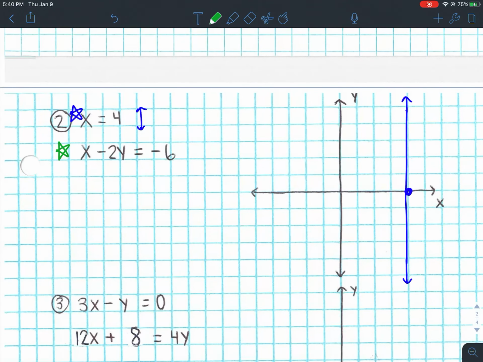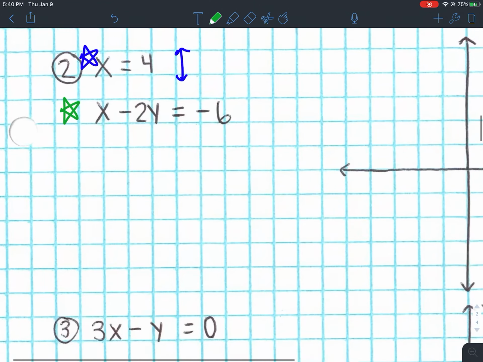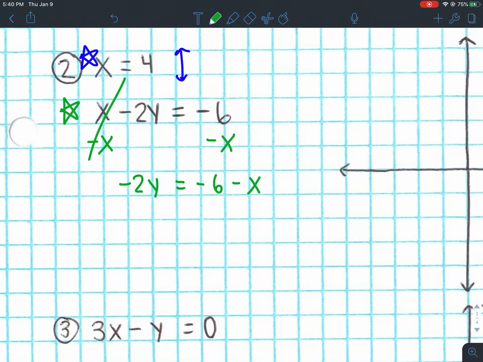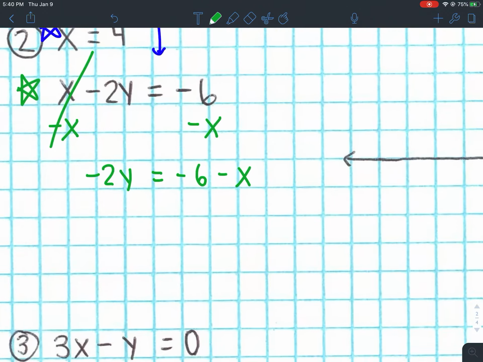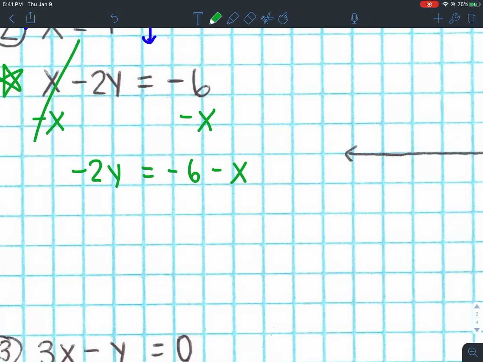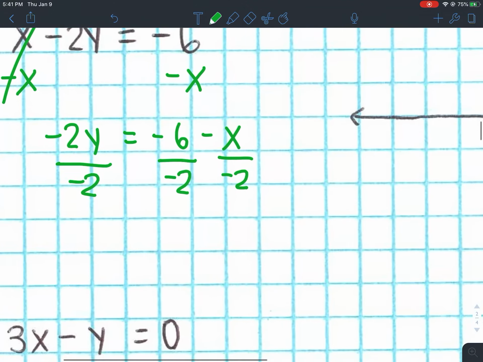Now this second one, x minus 2y equals negative 6, y is not by itself here. So I am going to have to get y by itself, and the first thing I'm going to do is subtract x on both sides. So I have negative 2y equals negative 6 minus x. Well, my next step here is I'm going to divide all of my terms by negative 2, because I want to get y by itself. So everything gets divided by negative 2.